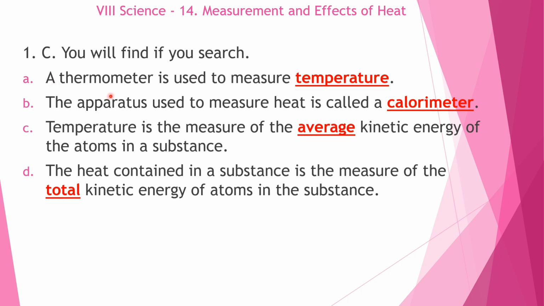Question 1c, you will find if you search. A thermometer is used to measure temperature. The apparatus used to measure heat is called a calorimeter. Temperature is the measure of the average kinetic energy of the atoms in a substance. It is the average kinetic energy which we are measuring when we are seeing the temperature. The heat contained in the substance is the measure of the total kinetic energy of atoms in the substance. When we see the overall heat energy, we see the total kinetic energy. When we measure temperature, we see the average kinetic energy of atoms.